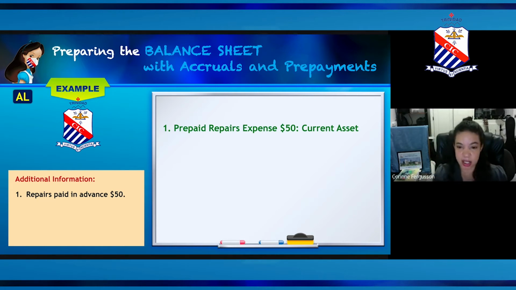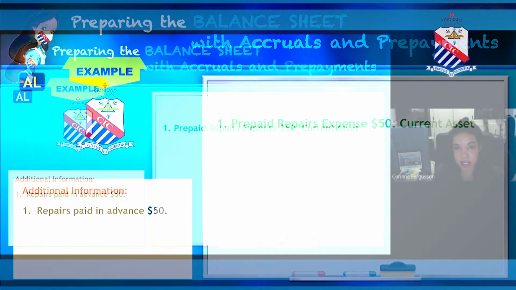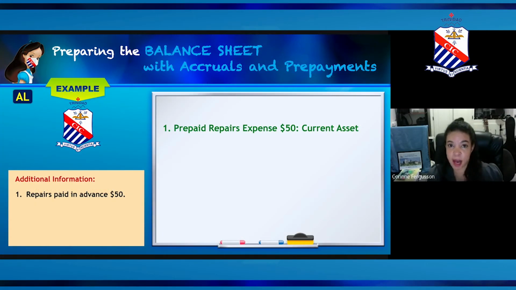You're not going to just put prepaid expense. You're going to put prepaid repairs. And if there's another prepaid expense, for example prepaid insurance, you would have both of them separately. You never just add up the total and put prepaid expense and a total amount, because what you're supposed to be doing as accountants is giving the users as much information as possible, and you want detailed information.